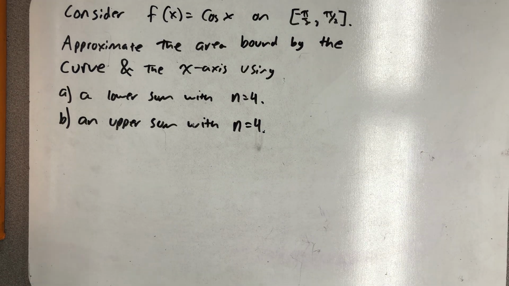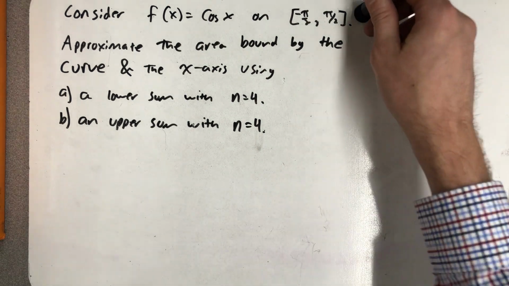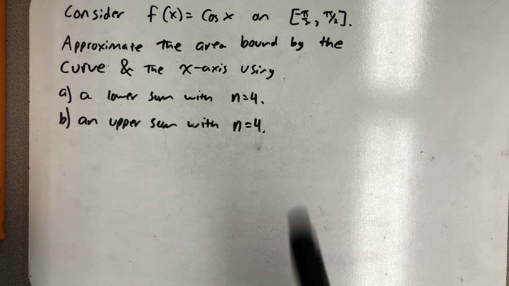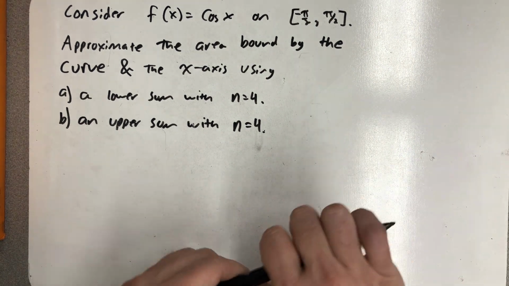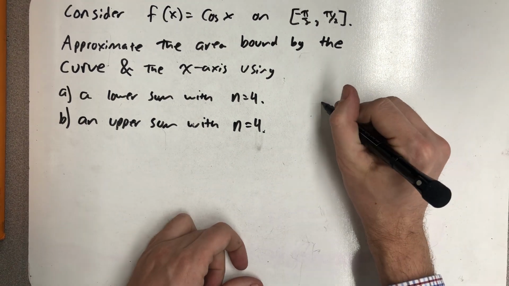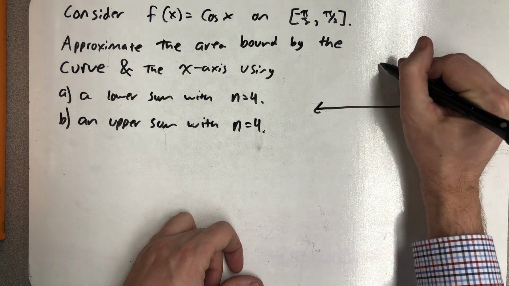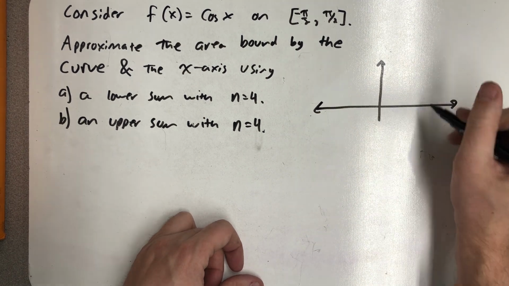In this video, we're going to approximate the area bound under cosine x on the interval from minus pi halves to pi halves. So we're asked to consider that function over that interval and approximate the area bound by the curve and the x-axis using first a lower sum with n equals 4 and an upper sum with n equals 4. I'm also going to be using rectangles of equal width, which is not necessarily specified here, but was my intent when I wrote this problem down.